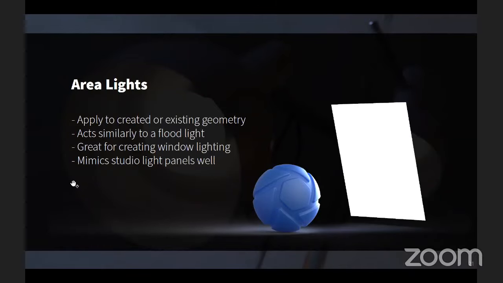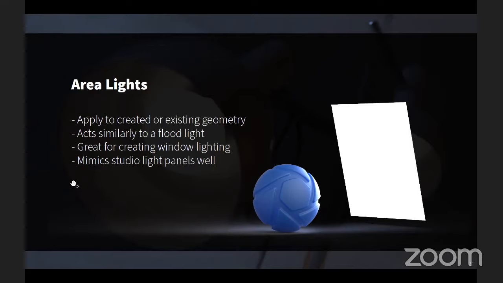Personally, I like to use area lights when creating large light sources, such as panel lighting for a studio scene, or for mimicking light cast through windows or open doors. I would also choose this light type when looking to create soft diffuse lighting effects within a scene.